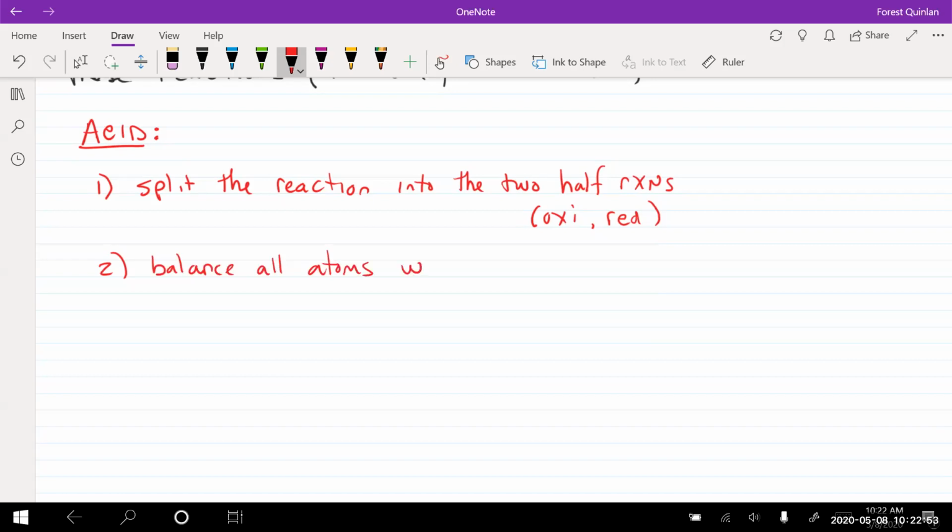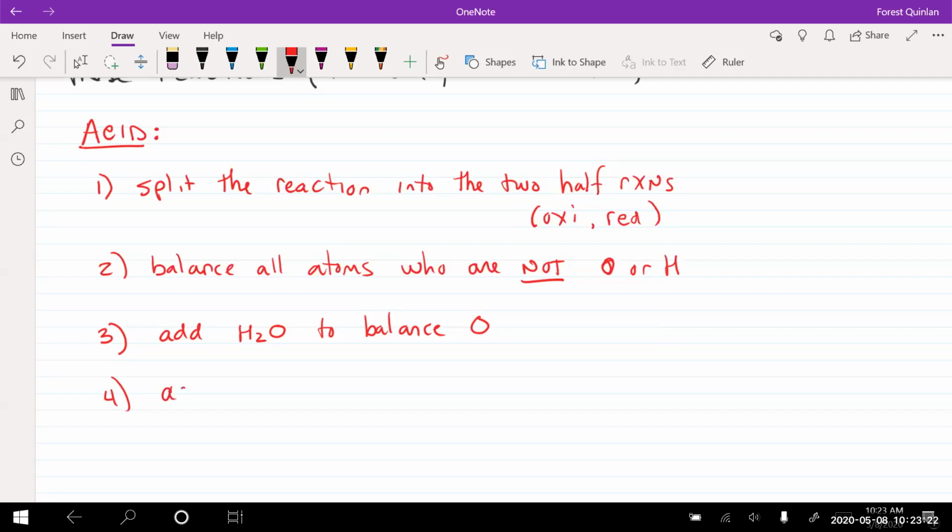Balance all atoms who are not oxygen or hydrogen. Number 3, add H2O. Balance the oxygens.